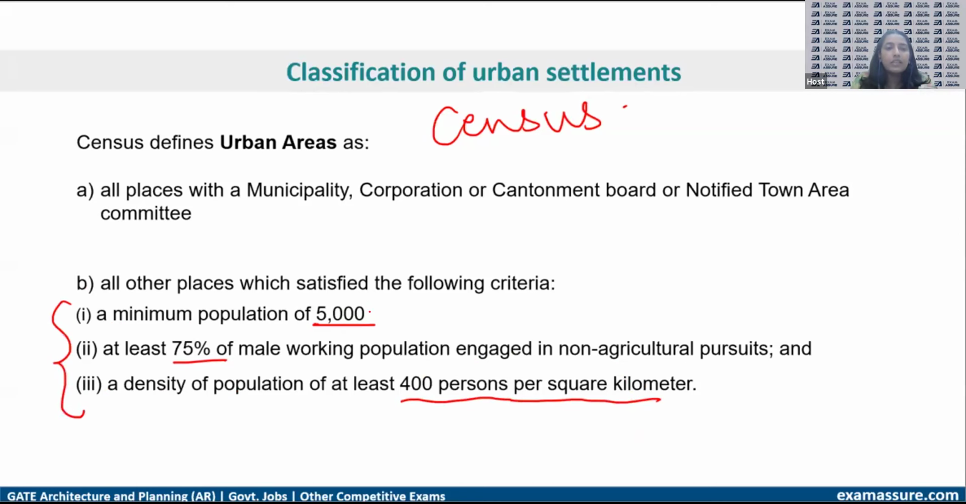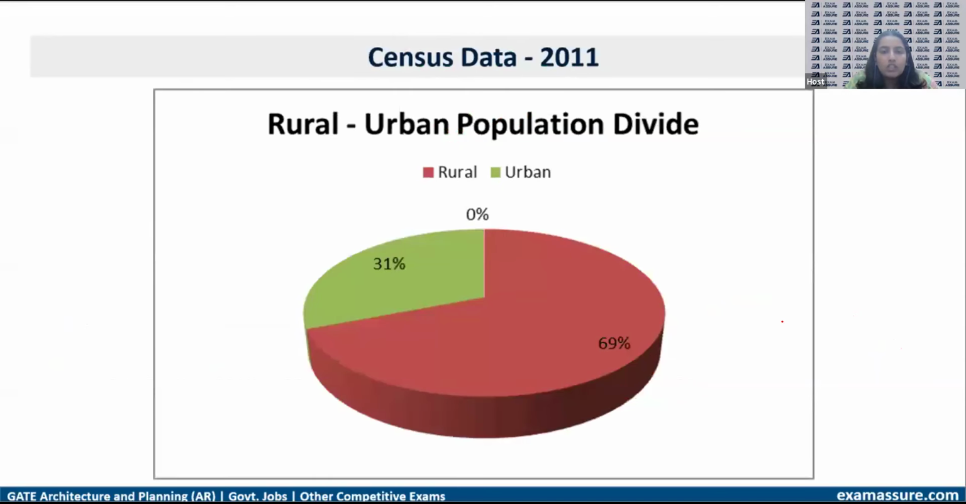Okay. So if, let's say, the population is 5,000, there is a population density of 400 per square kilometer, but only 50% of the male working population is doing non-agricultural work, in that case it will not be classified as an urban area. Now, if you see the urban-rural population divide as per the 2011 census, because the 2021 census is not out yet, 31% of the Indian population is urban, whereas 69% of the Indian population is still rural.